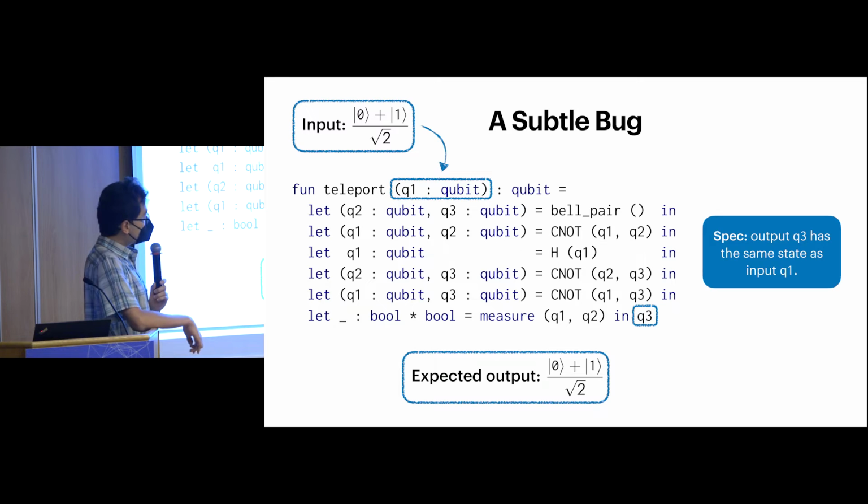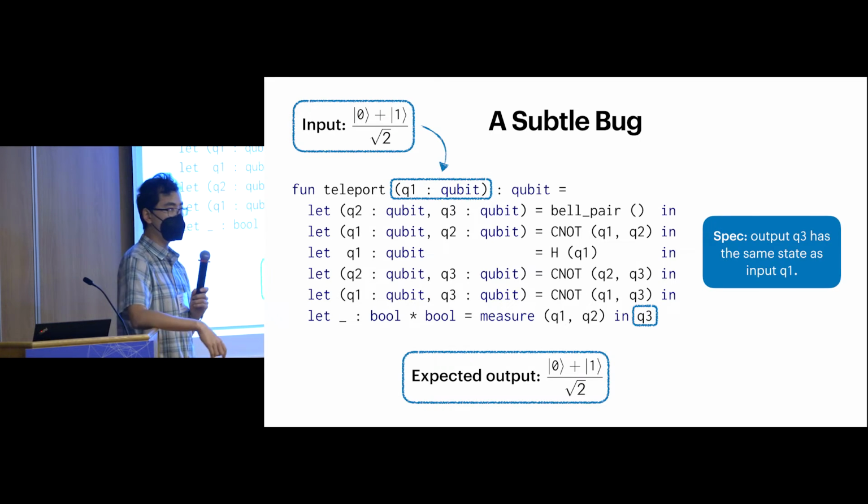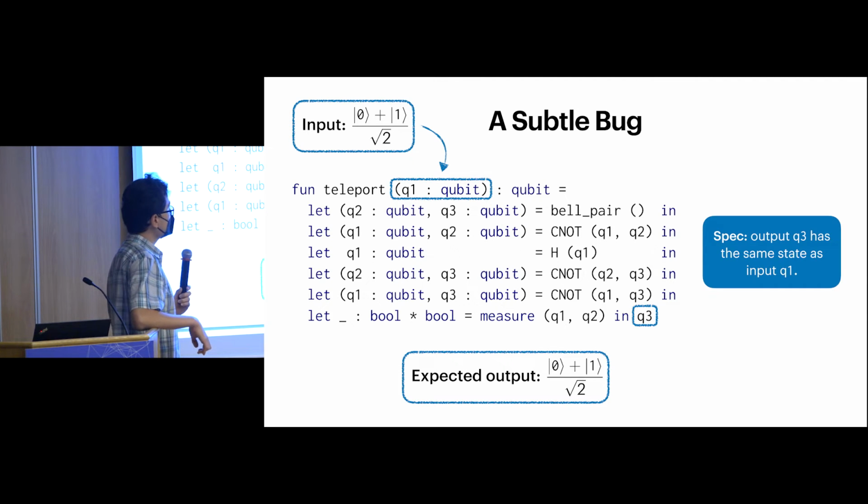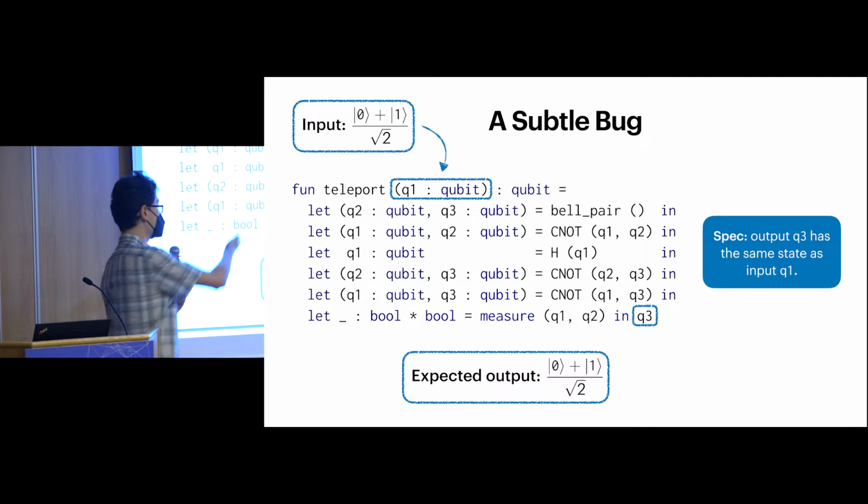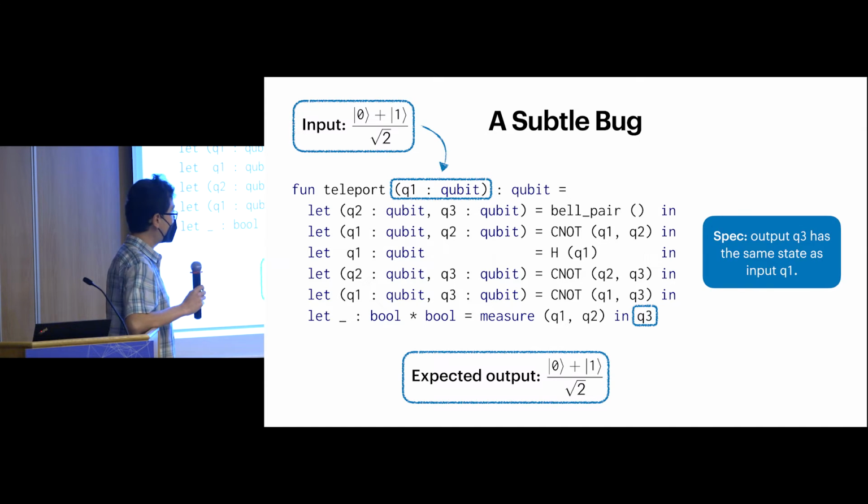So it turns out that the program that I wrote here that I called quantum teleportation actually has a little bit of a bug in it. To understand what that bug is, let's first talk about the specification for the teleportation function. Quantum teleportation, when given an input, here the qubit Q1, specifies that the output, which here is Q3, should wind up in the same quantum state as the input Q1. So for example, if I pass in the input, this uniform superposition of 0 and 1, I expect to have that same qubit as the output.